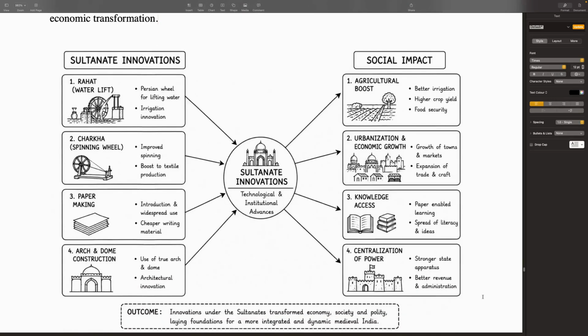This is the diagram. Sultanate evolution, Sultanate innovations, water lift, Rahat, Persian wheel for lifting water, irrigation innovation, Chakra, improved spinning, boost to textile production, paper making, arc and construction domes, social impact, agriculture boost, urbanization, economy.